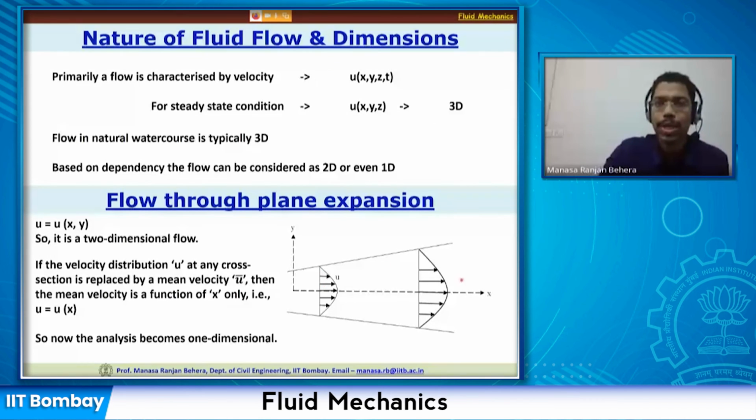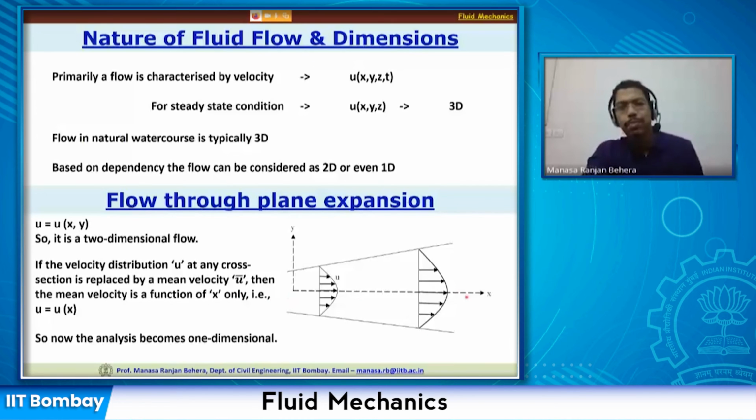So we can call that flow 3D. Okay. But now let us look at a typical problem. You have a flow through a plane expansion. So you have one plane here, another plane here, and there is a flow which is taking place.